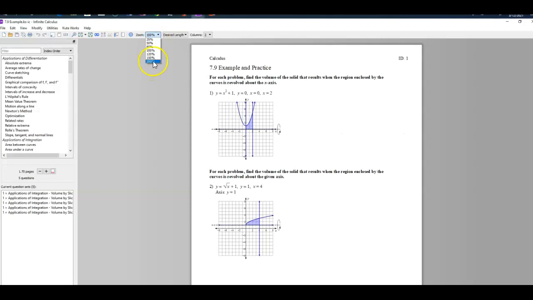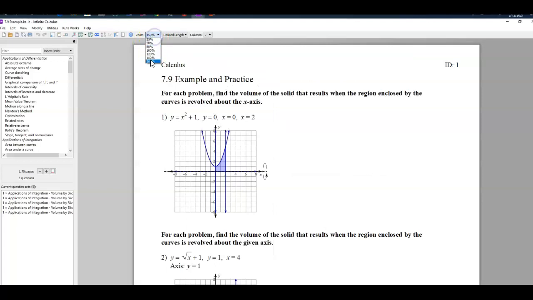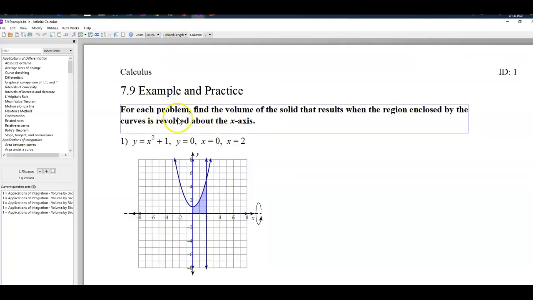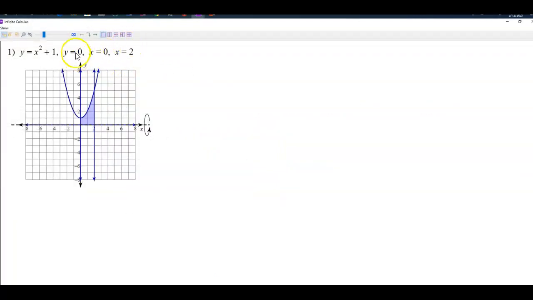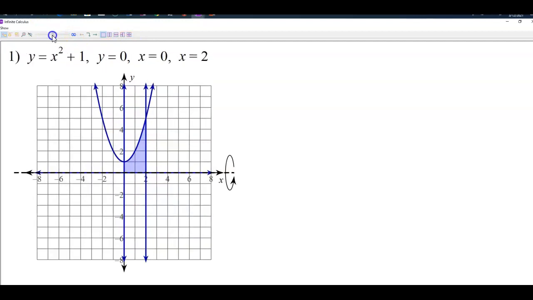All right, so for our first example, let's take a look at our instructions. It says, for each problem, find the volume of the solid that results when the region enclosed by the curves is revolved about the x-axis. So they've shaded this area, and what would it look like if you spun that around the x-axis? Now, let's analyze the different parts of what they're presenting to us here, because there are a lot of parts.